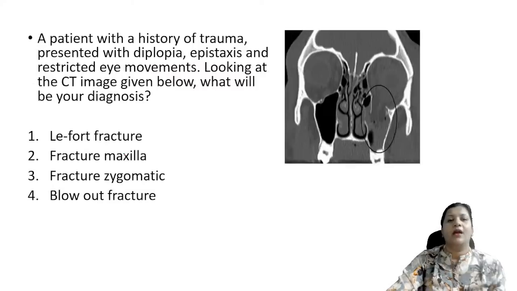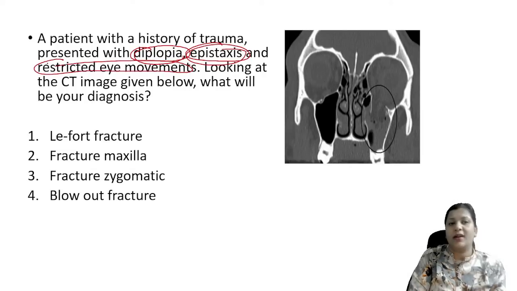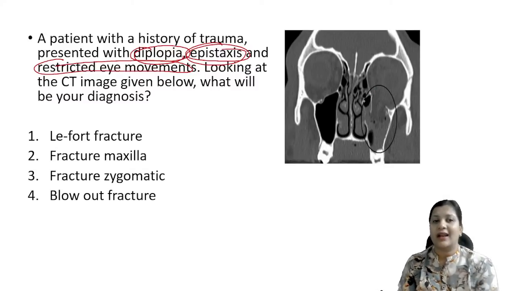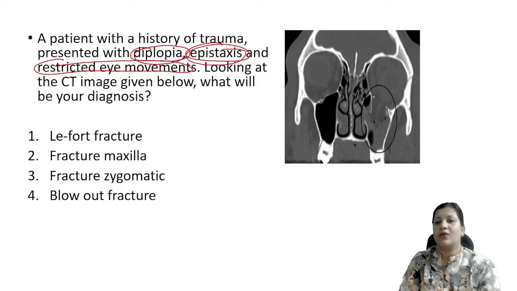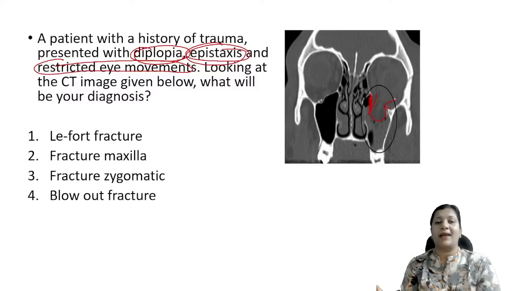A patient with a history of trauma presents to you with diplopia, epistaxis, and restricted eye movements. So you can see there is diplopia, epistaxis, and restricted eye movement. CT image is given below. You can see clearly something is happening over here. The floor of the orbit has got fractured and it has gone into the maxillary sinus. The contents of the maxillary sinus also have prolapsed. The content of the orbit has also prolapsed in the maxillary sinus.